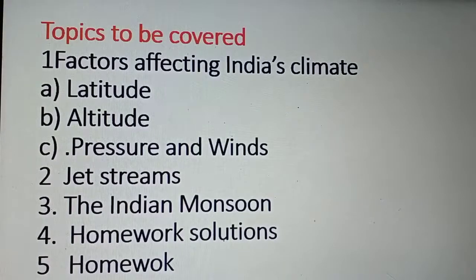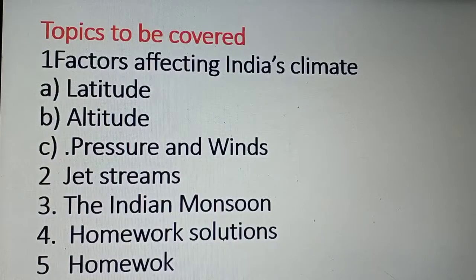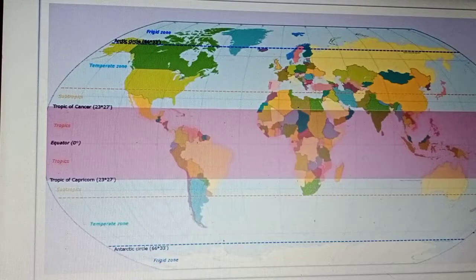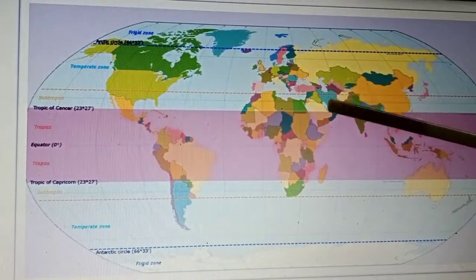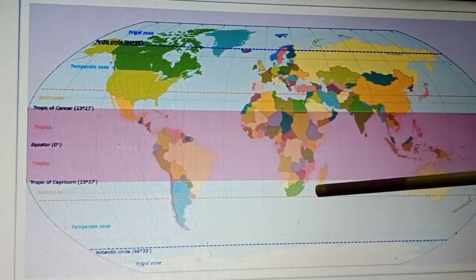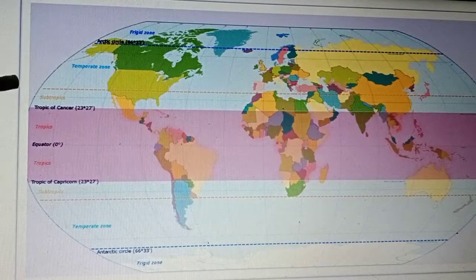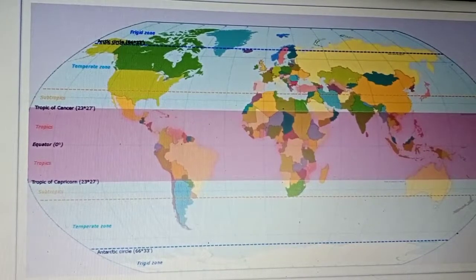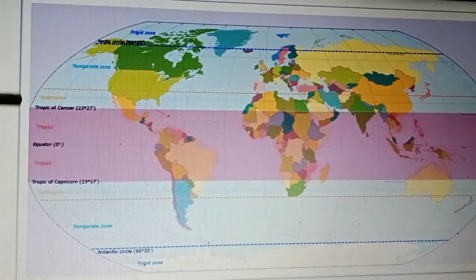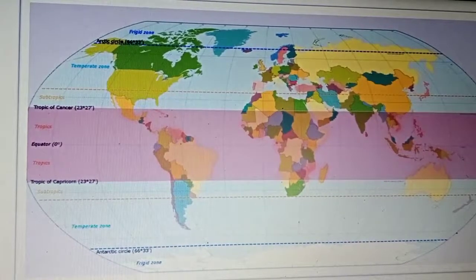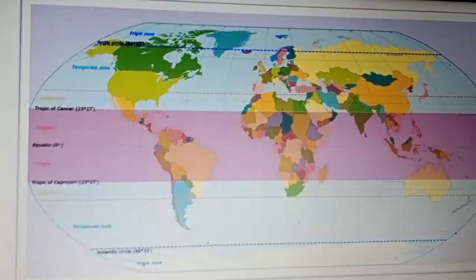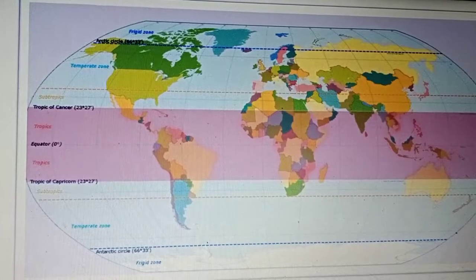So students, let's start with the first point, factors affecting India's climate. Firstly, we will discuss the different zones. The equator divides the earth into two equal parts. Above the equator is the Tropic of Cancer, and below the equator is the Tropic of Capricorn. The Tropic of Cancer lies at 23 degrees 30 minutes north. Above the Tropic of Cancer is the subtropical part, and above that is the temperate zone, and at the north pole is the polar zone or frigid zone. The same holds in the southern hemisphere, where the Tropic of Capricorn lies. And when we go far away from the equator, the temperature decreases.